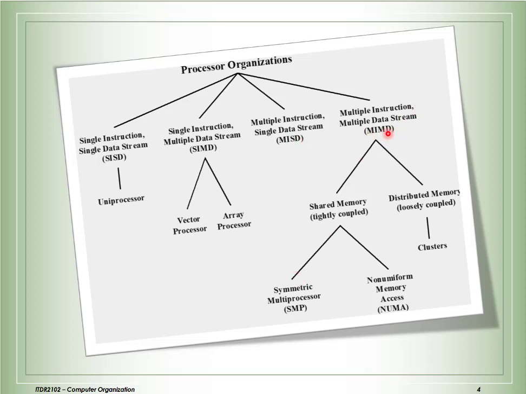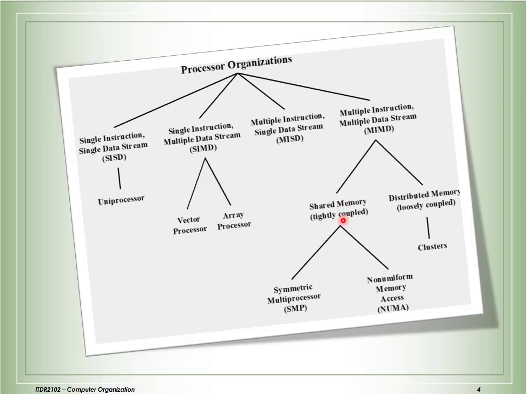Then we have multiple instruction multiple data stream, as I told you. So two types: shared memory or distributed memory, tightly coupled or loosely coupled. And then in shared memory, tightly coupled, we have again two types: symmetrical multiprocessing and non-uniform memory access, which is NUMA. You need to understand the meaning of tightly coupled and loosely coupled. Why do we say that shared memory is tightly coupled and distributed memory is loosely coupled?